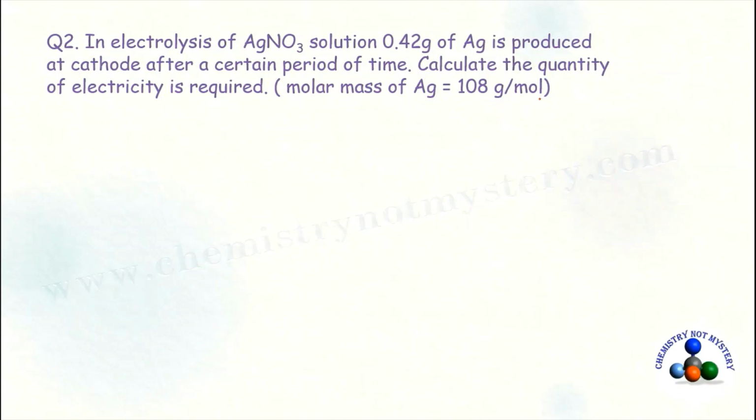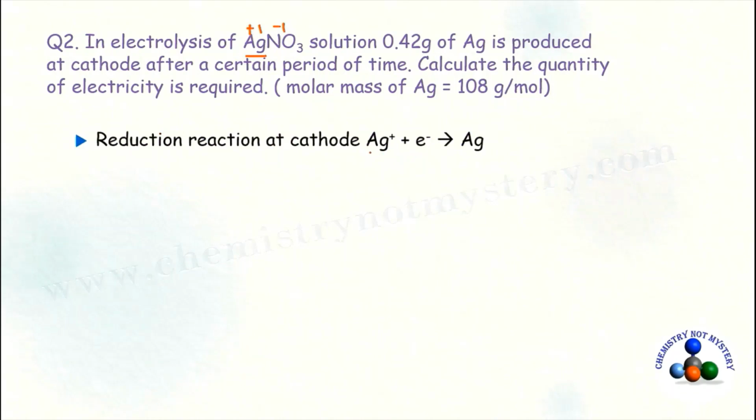Now again write the reaction at cathode. Identify the cation. Here NO3 carries -1 charge, so Ag will carry +1 charge. And this Ag+ will undergo reduction at cathode. Now write the reaction that takes place at cathode. So it will be Ag+ plus electron gives Ag. So from the reaction we know 1 mole of electron is required to produce 1 mole of Ag, or 1 Faraday of electricity is required to produce 1 mole of Ag.